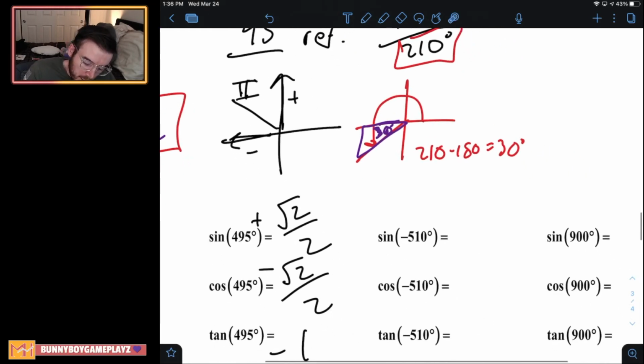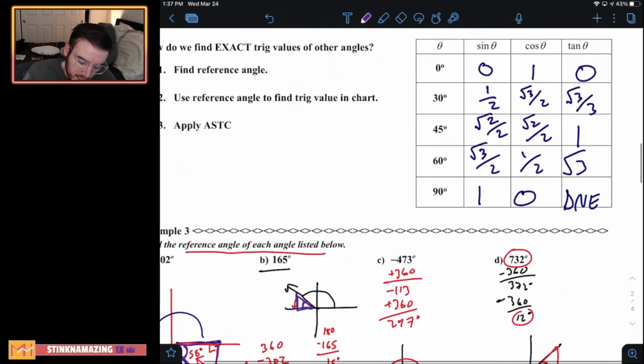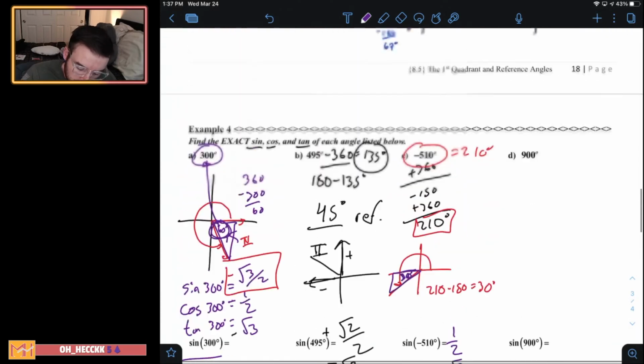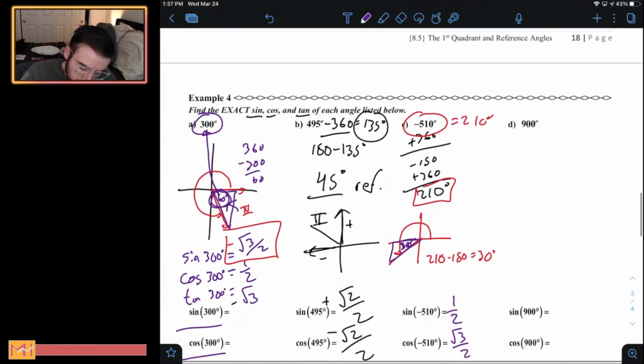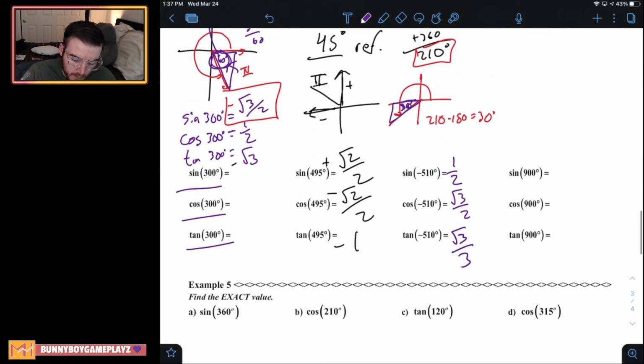So if we want to know sine of negative 510, we refer to 30 degrees. Sine of 30 is 1/2. Cosine of 30 is root 3 over 2. And tangent of 30, I never remember, is root 3 over 3. But we're in quadrant 3. So guess what? Sine is negative. Cosine is also negative. And the two negatives make a positive.